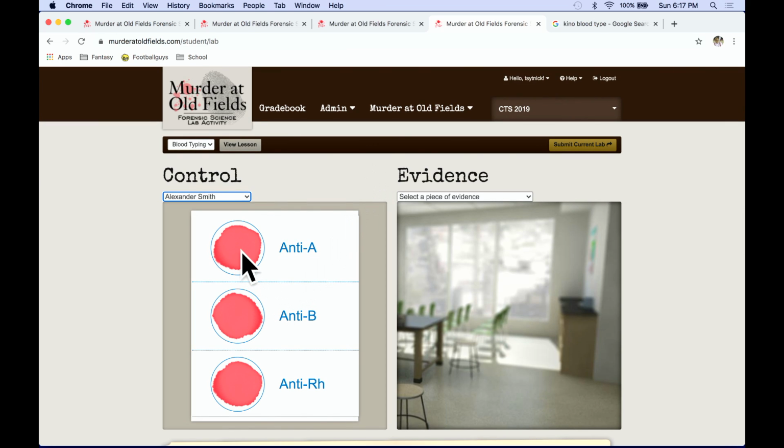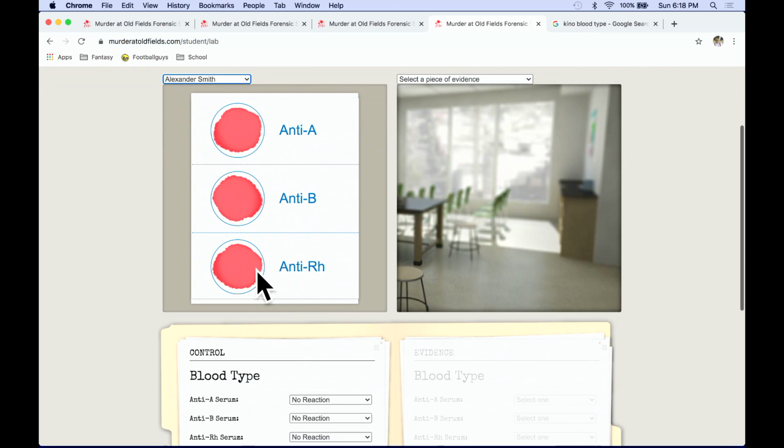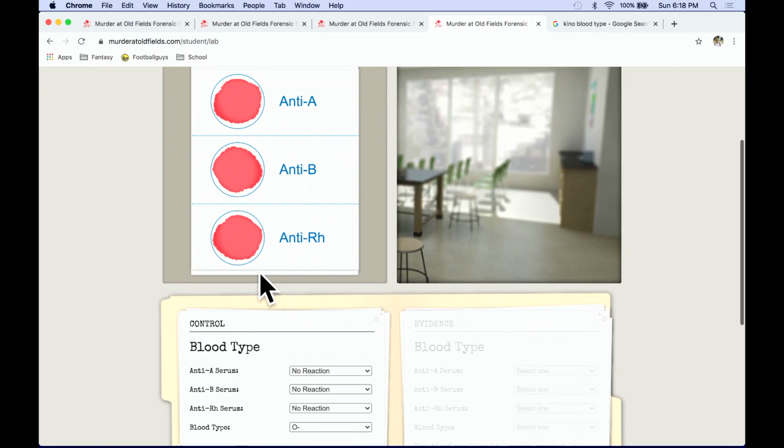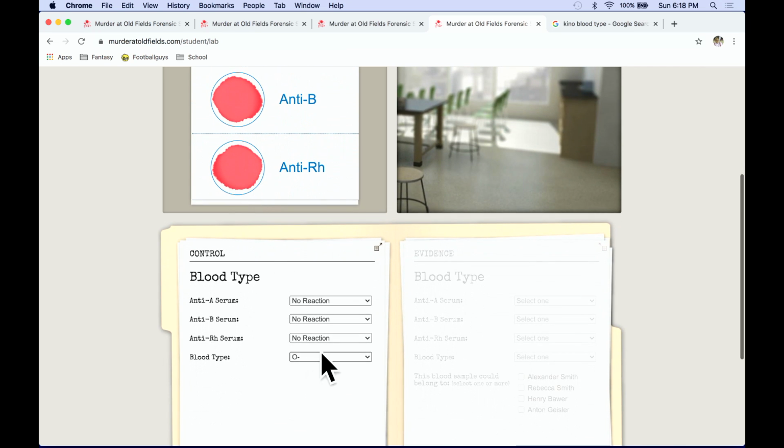You click on here, and it'll tell you if it reacts to antigen A. If nothing reacted, it's not A. I clicked here, it didn't cloud, so it's not B, which means it must be O. And it didn't cloud here, which means it's not positive either. So it's not A or B, it's O, because nothing clouded here. And it didn't cloud on the positive test, so it has to be O negative.